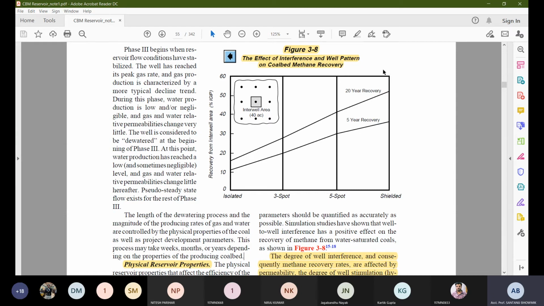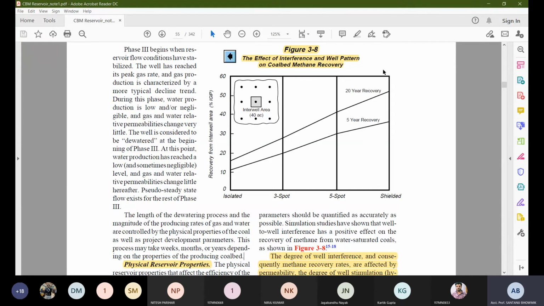Because a coal bed methane reservoir well can go very deep. It can go as high as 2 kilometers or 3 kilometers, maybe, depending on the deposition, and depending on the technology available to you.